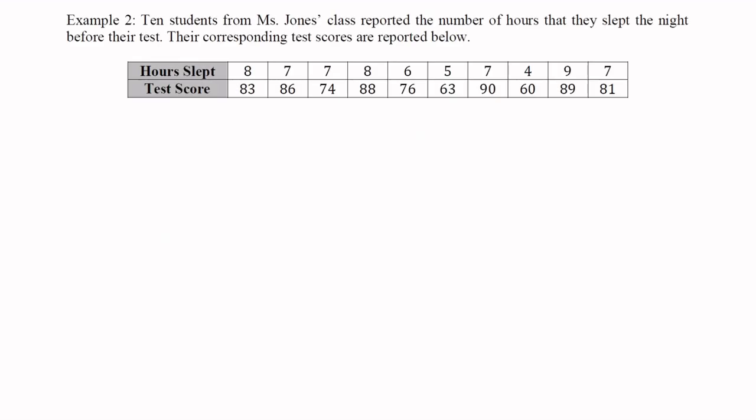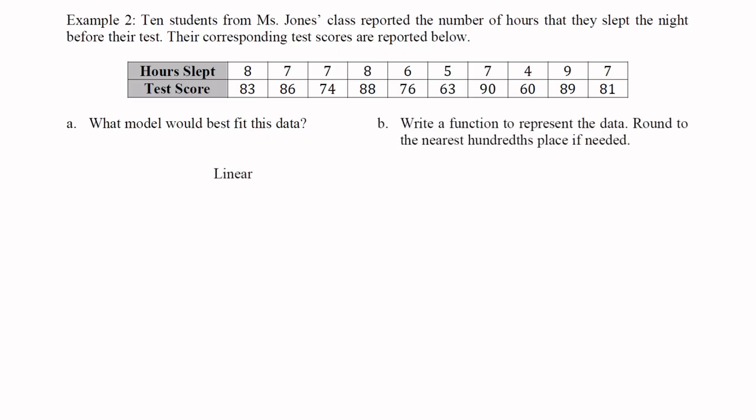In this example, 10 students from Mrs. Jones' class reported the number of hours that they slept the night before their test. Their corresponding test scores are reported below. So graph this data and find the model that would best fit the data. In this case, it would be linear. Write a function to represent it using the values that Desmos gives you, and you will find it's 6.38x plus 35.63.